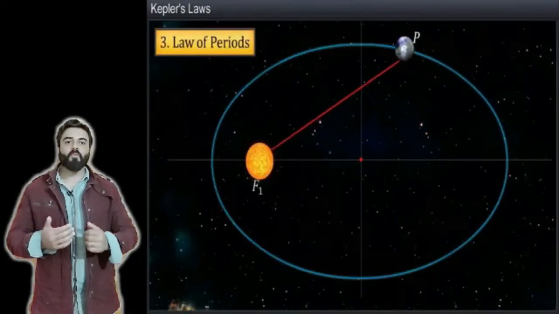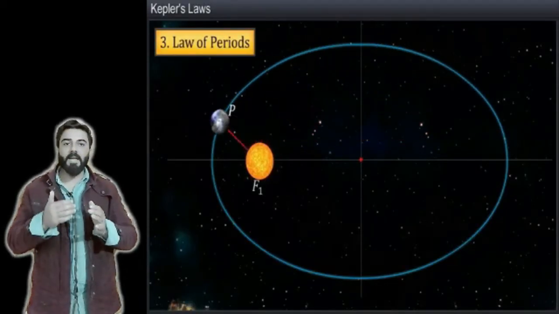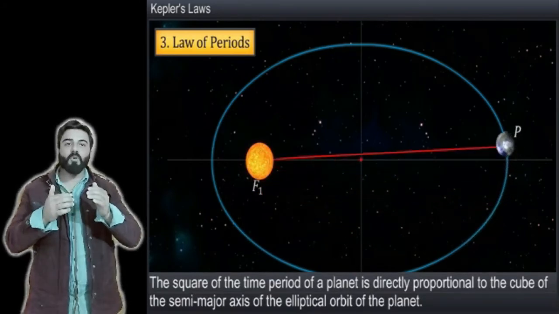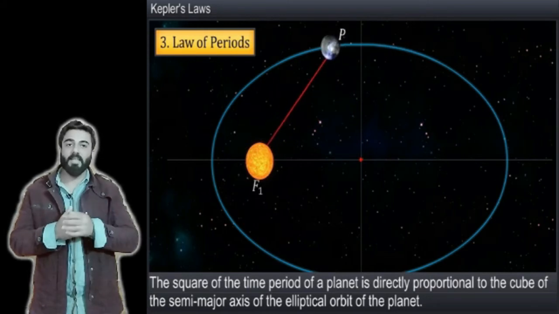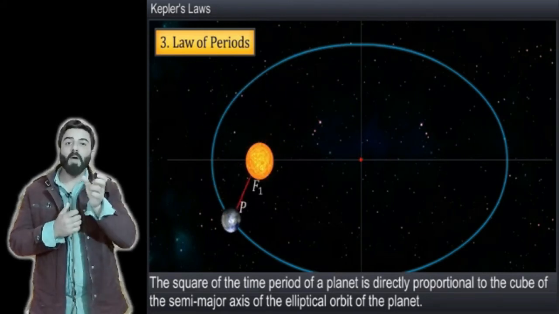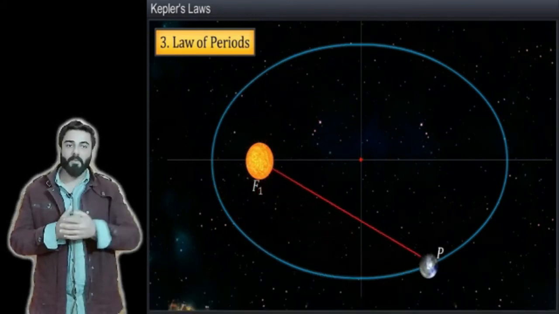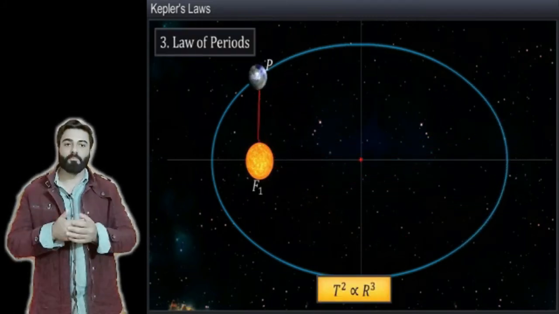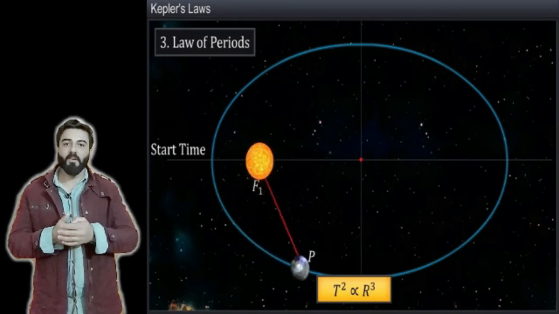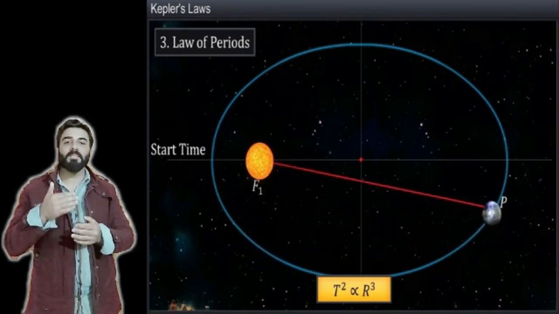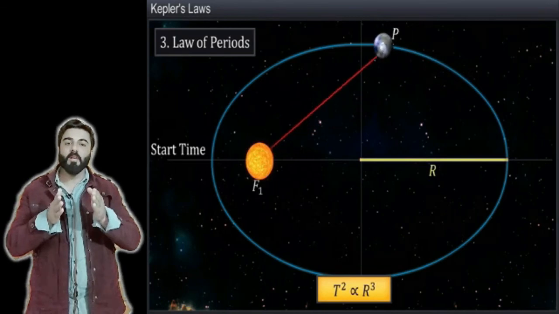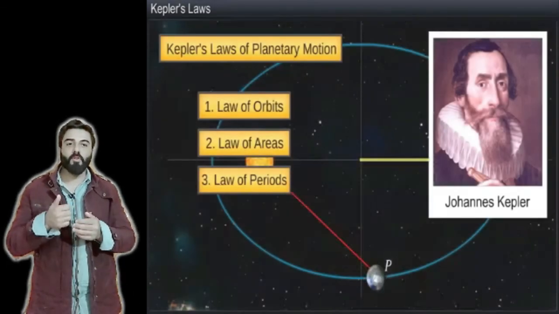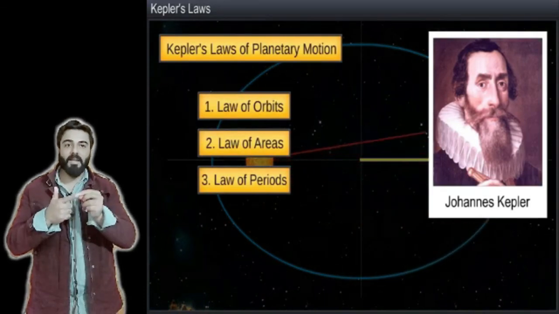Kepler's third law is also known as the law of periods. It states that the square of the time period of revolution of a planet around the sun is directly proportional to the cube of the semi-major axis of the elliptical orbit. Mathematically, Kepler's third law is T square is proportional to R cube, where T is the time taken by the planet for one revolution and R is the length of the semi-major axis of its elliptical orbit. So in this module, we went through Kepler's first law, second law and third law.